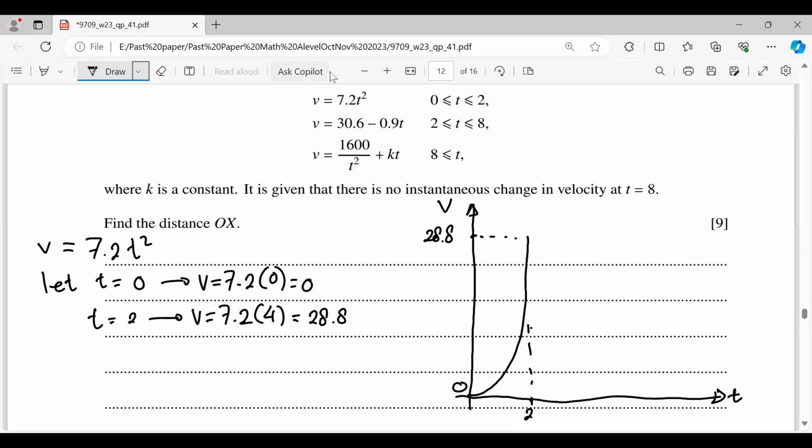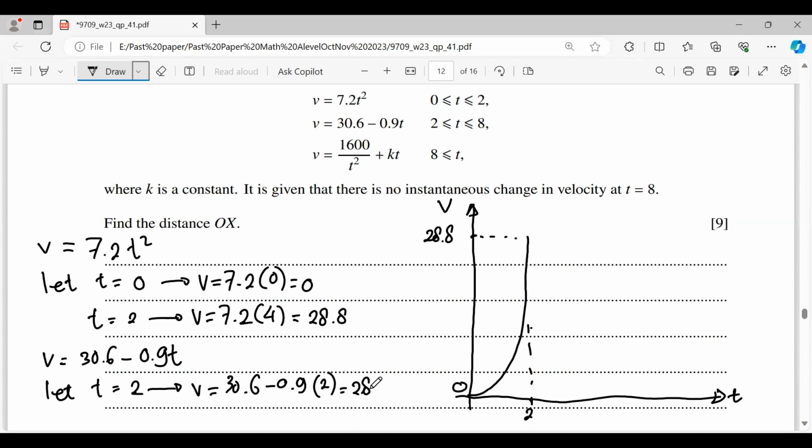Right. And the second function, phi equals 30.6 minus 0.9t. I'm going to find it from t = 2. So phi equals 30.6 minus 0.9 times 2. It is 28.8. Same here. So it's starting from here.